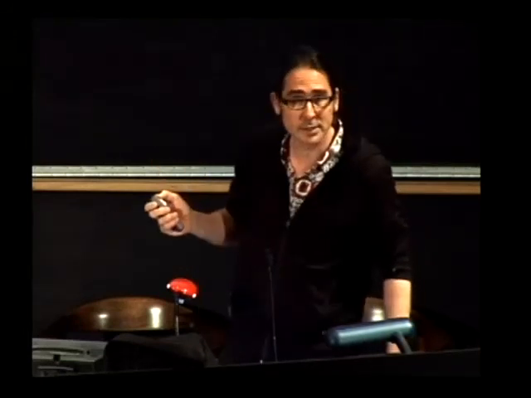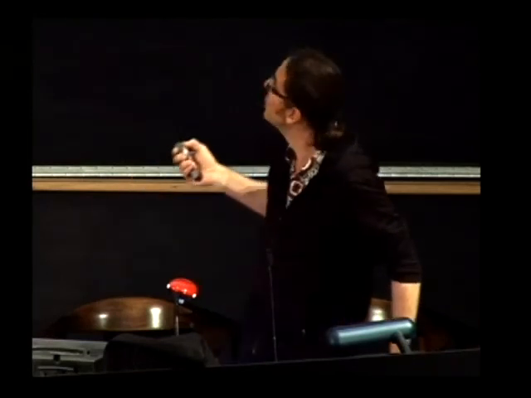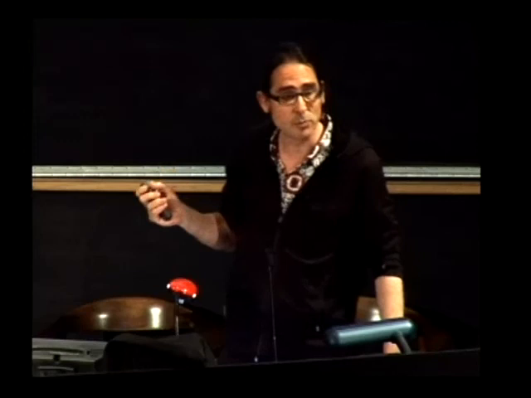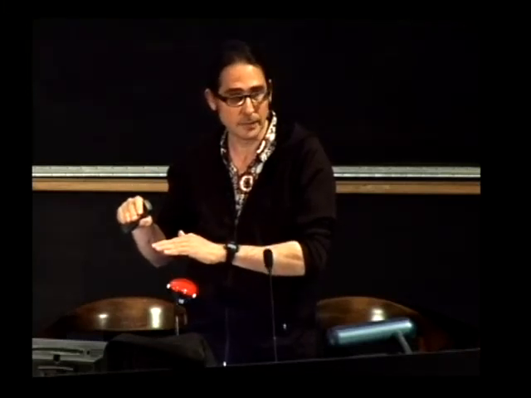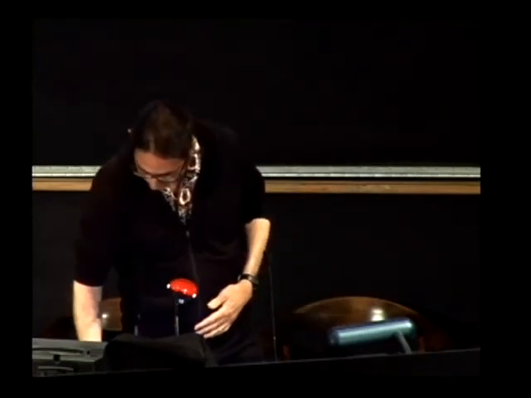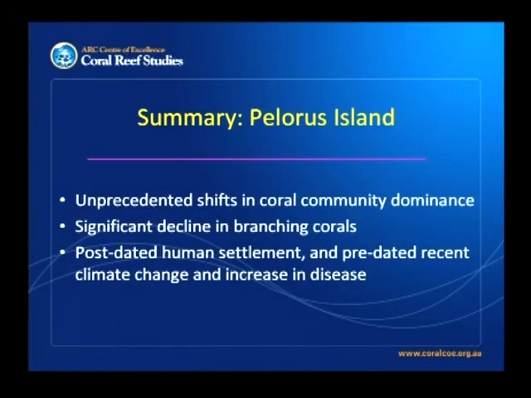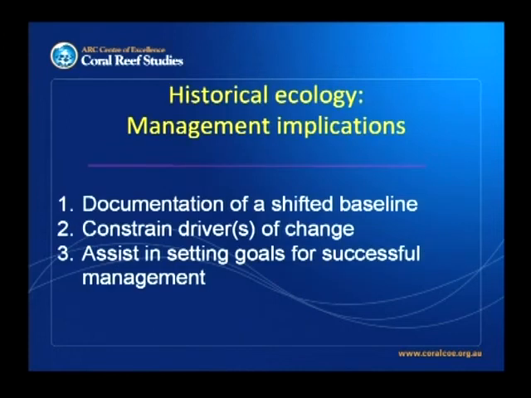And if you date the oldest Acroporas at that transition, you find strikingly similar ages to what we found in the death assemblages, late 1930s, late 1940s. So this transition that we dated in the death assemblages is also present in the fossil assemblages, and it is without precedent. Okay. So this is an unprecedented shift in the coral community dominance. Represents a significant decline in branching corals, and it postdated human settlement and predated much of the recent climate change, not all of it, and increase in things like disease and other things.